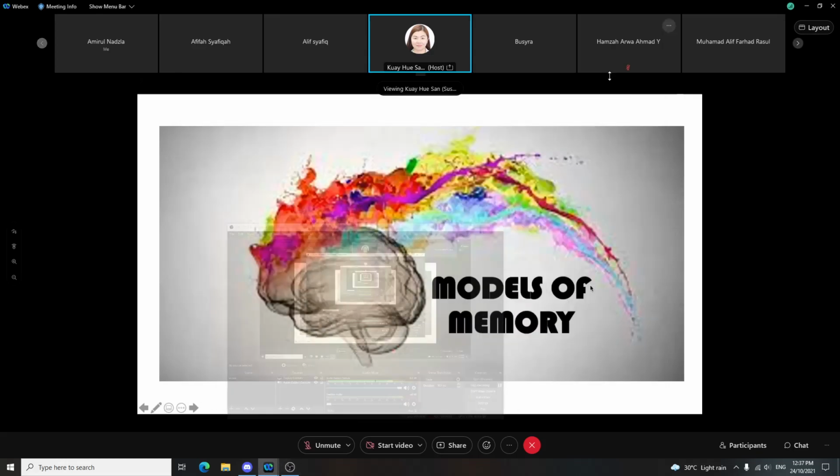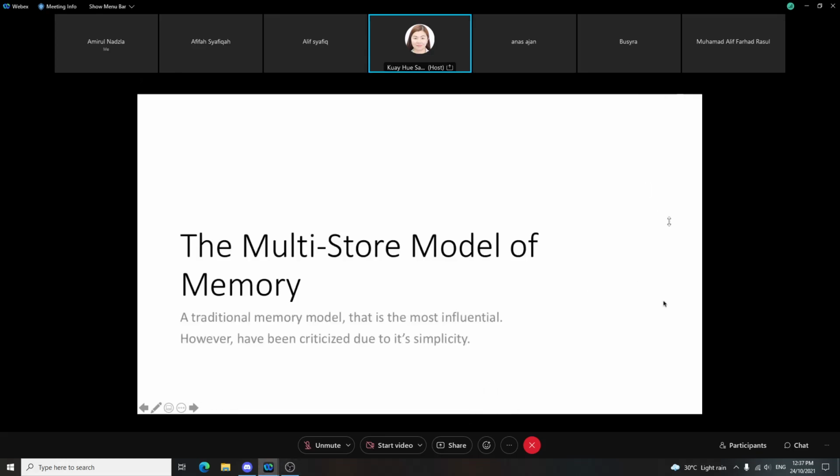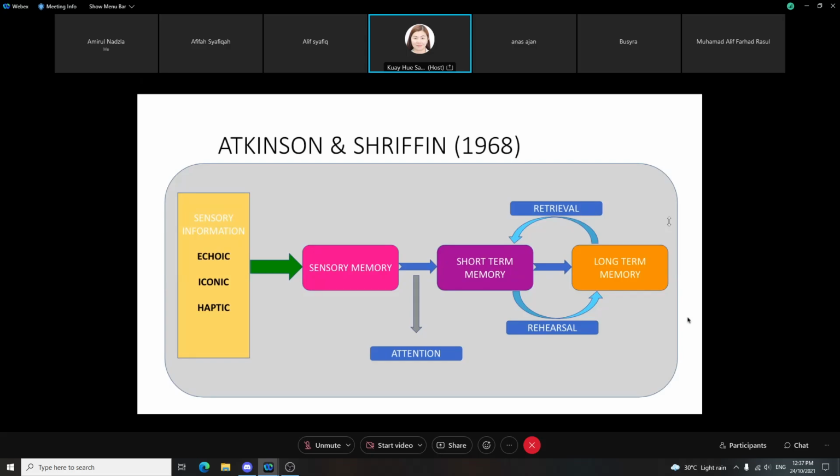Next is the models of memory. The first one that I'm going to talk about is the multi-store model of memory. This is a very traditional model. It has been there a long time, and it's basically, they say, the most influential one. However, it has been criticized because it's too simple.